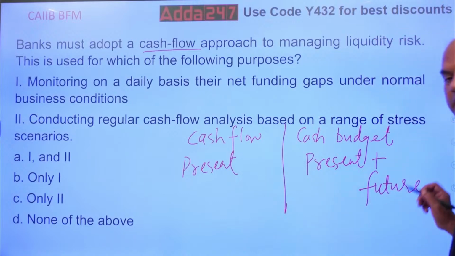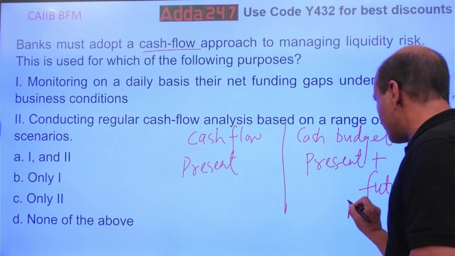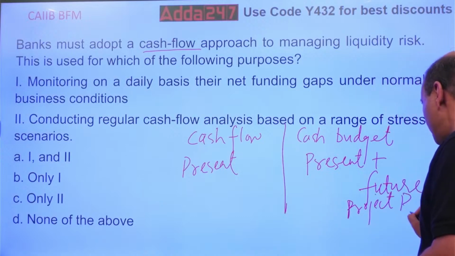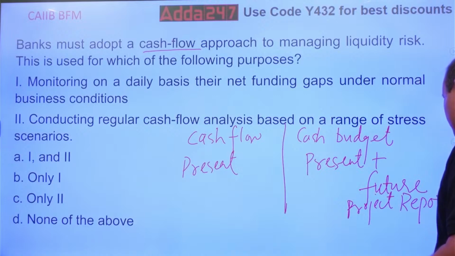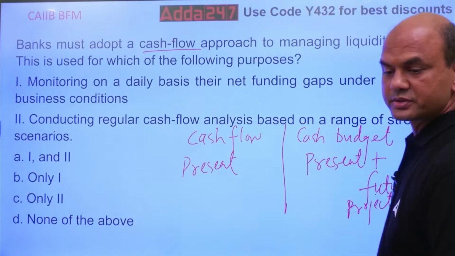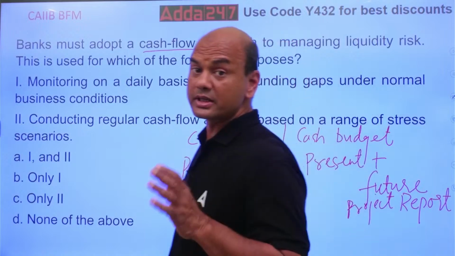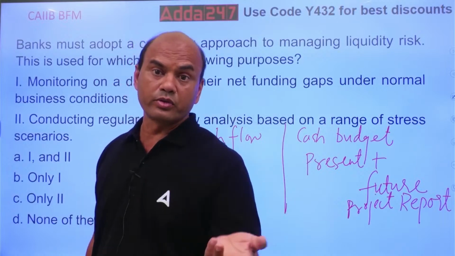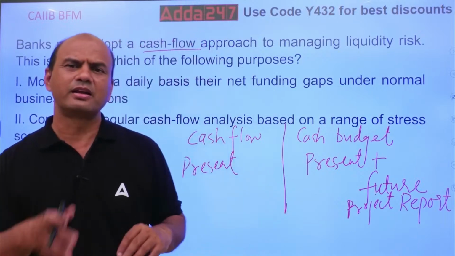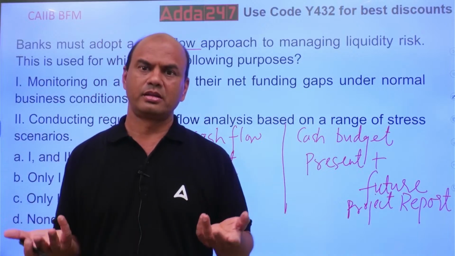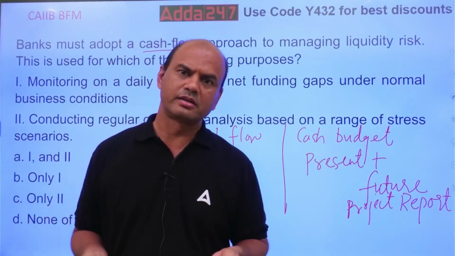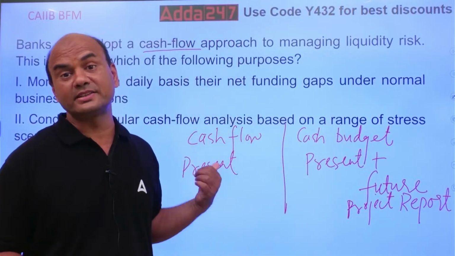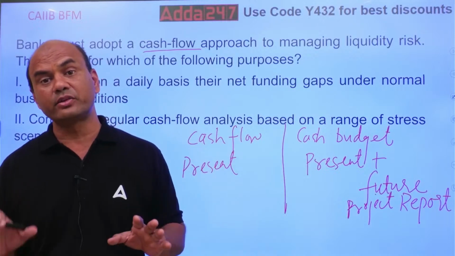How do you get these future cash flows? You get them through the project report. While giving loans, we have this project report, right? But with a project report, future is always future. You don't know whether it will be fruitful or not. I'll say in future I'll get 10 lakh rupees per day. What's the harm in saying? But practically, is it possible? So that's why we must always follow the present system while managing the liquidity risk.